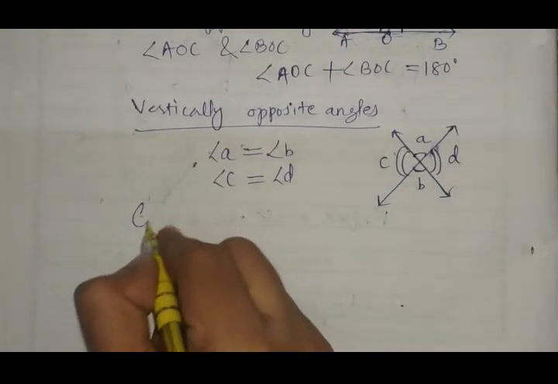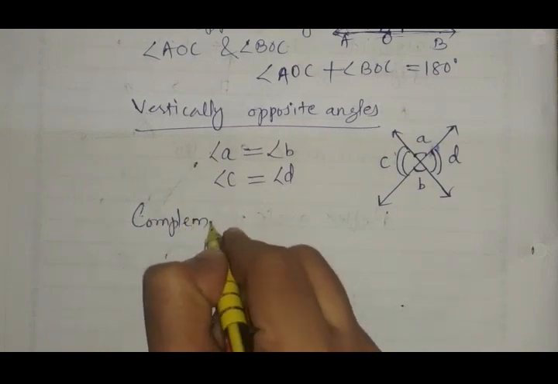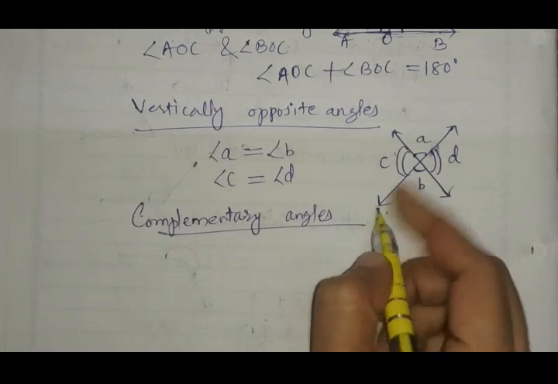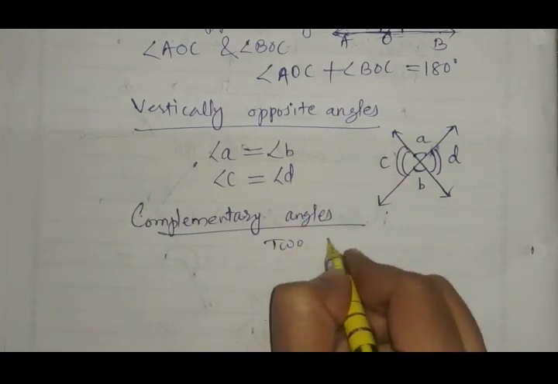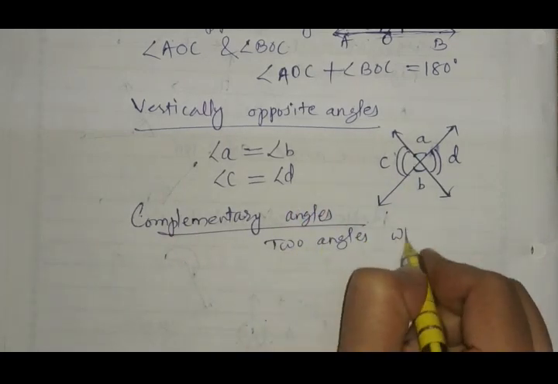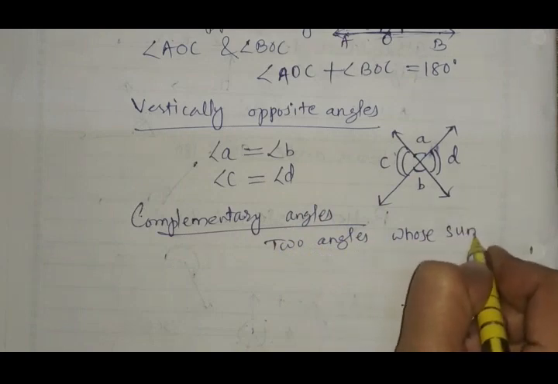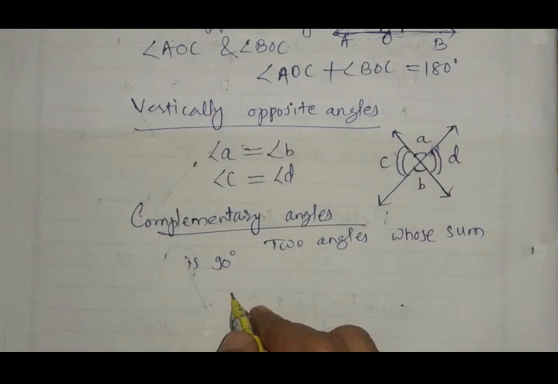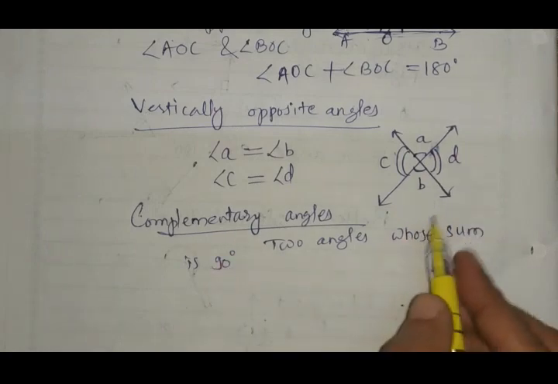Now we are having complementary angles. So what are complementary angles? When two angles whose sum is 90 degrees, they are said to be complements of each other. Each angle is the complement of the other.